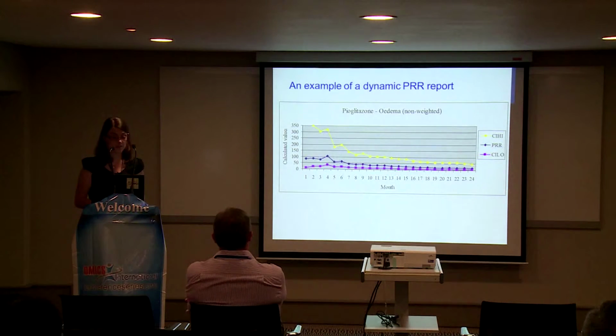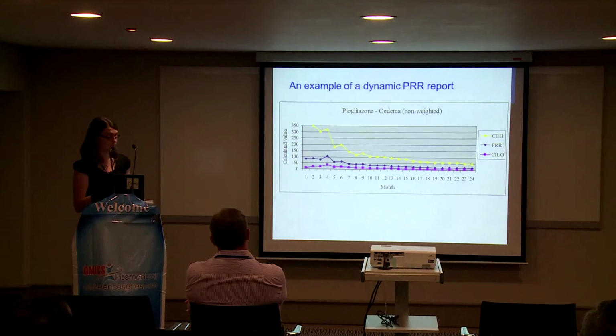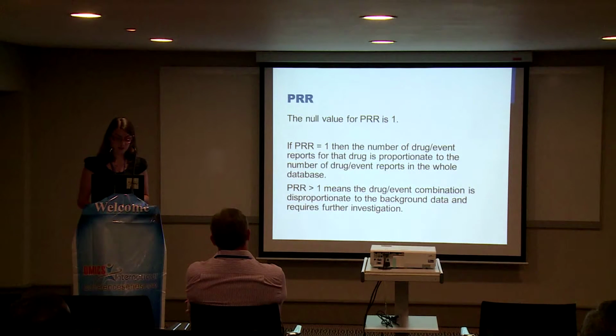So this is just an example of one of the static or dynamic PRR reports. This was non-weighted for pioglitazone and edema. You can see in month 4 there's a slight peak in the blue line and the purple, so that's when the PRR was over 3 and became a signal, non-weighted. Just for PRR, the null value is 1. So if PRR is 1, then the number of drug event reports for that drug is proportionate to the number in the whole database. And if it's more than 1, it's disproportionate and therefore becomes a signal.